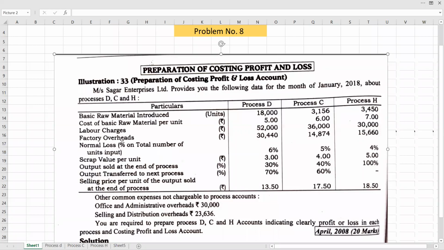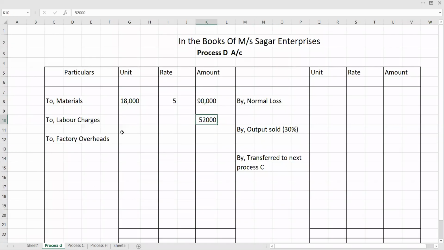Next is factory overheads. It should be transferred to process debit side on process account. तसे फॅक्टरी ओव्हरहेड्स आहेत, देन ॲडमिनिस्ट्रेटिव्ह चार्जेस आहेत, हे सगळे प्रोसेस अकाउंटच्या डेबिट साईडला रेकॉर्ड होणार आहेत. सो फॅक्टरी ओव्हरहेड्स 30,440.